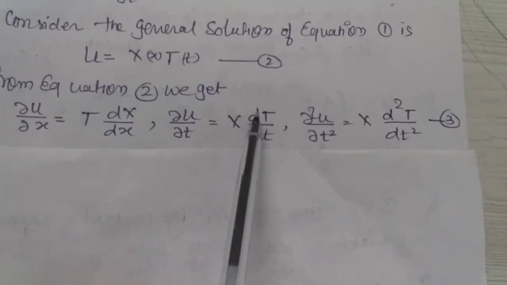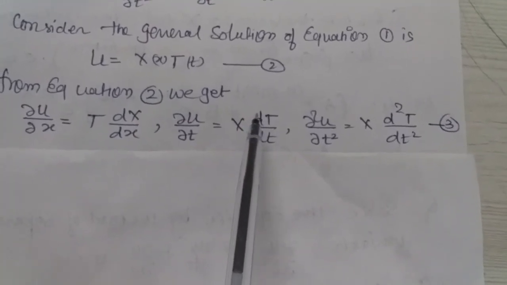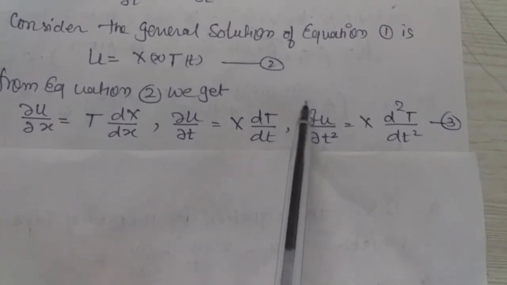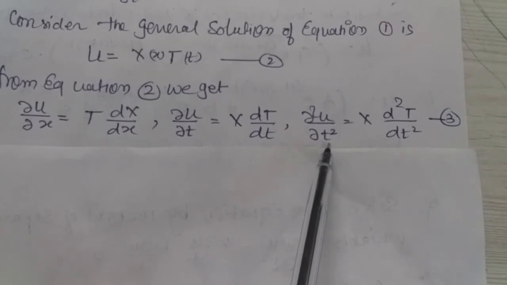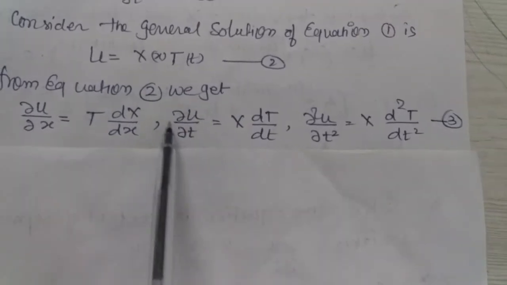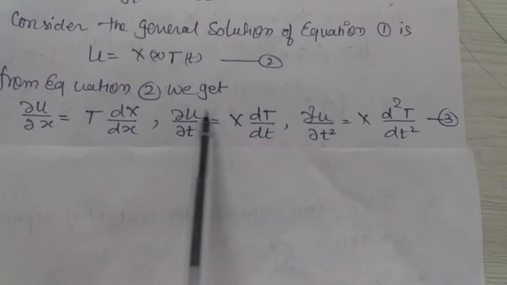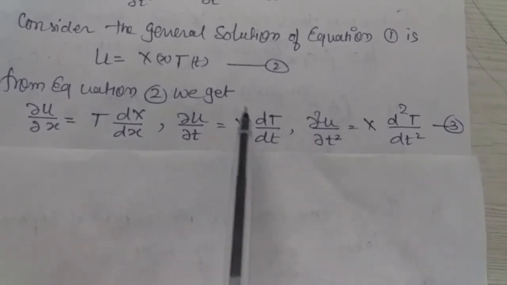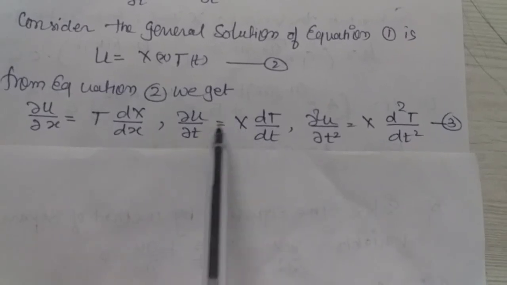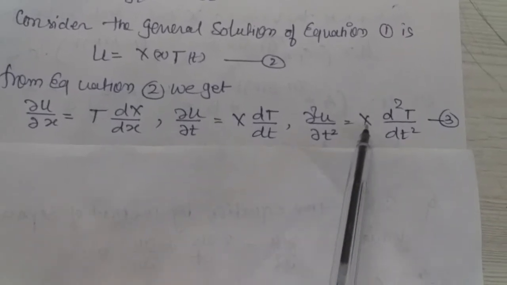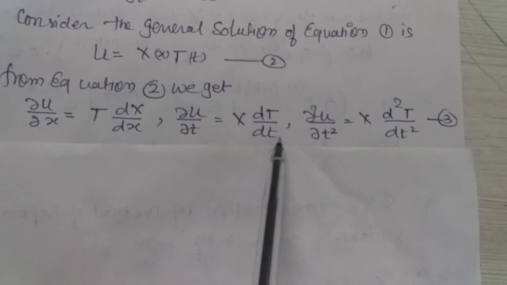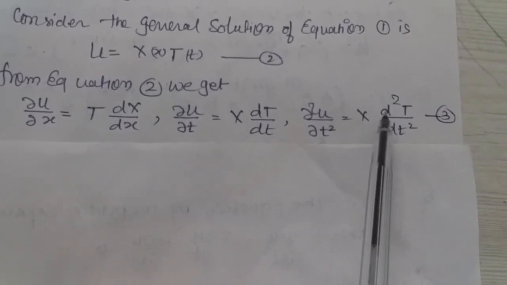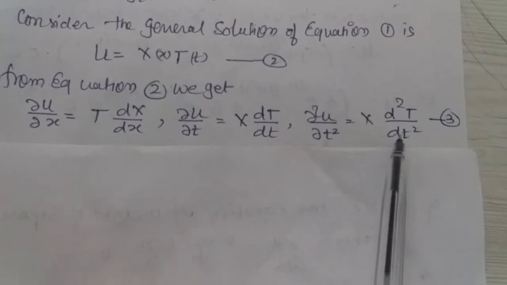Now the second order partial derivative of u with respect to t, that is del 2u by del t2. So we again differentiate this expression with respect to t partially. We get del 2u by del t2 equal to X, which is constant with respect to t, therefore as it is. Now the partial derivative of dT upon dt is d2T by dt square.